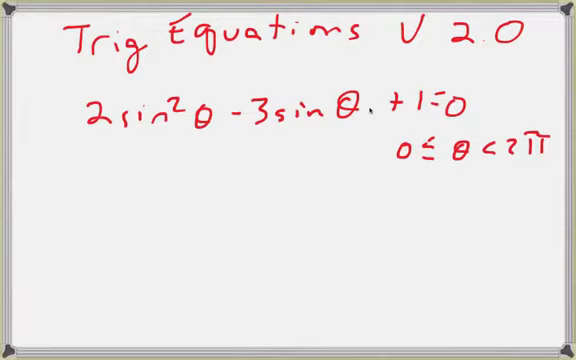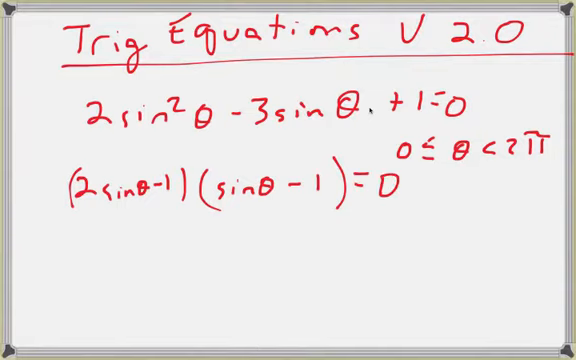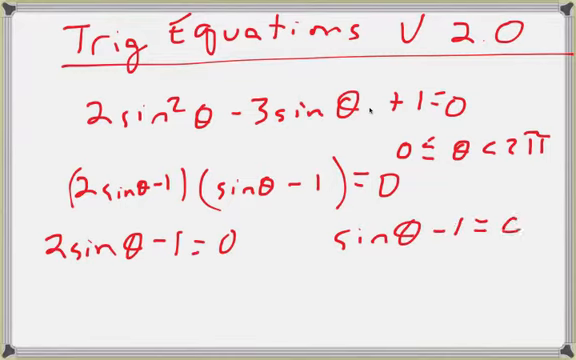You remember with factoring, there's a few different ways to do it, but this ends up factoring out to be 2 sine theta minus 1 and sine theta minus 1. Okay? Now, this is going to be equal to 0. So we want to pull these apart and say that 2 sine theta minus 1 equals 0, and sine theta minus 1 equals 0.